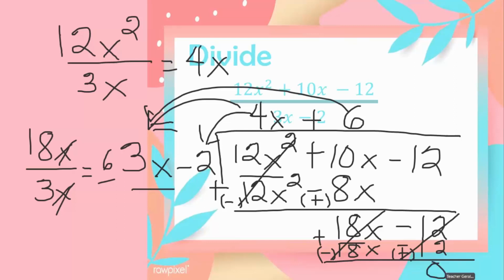So, there's no remainder. So, the answer to this equation, 12x squared plus 10x minus 12 divided by the binomial 3x minus 2 is 4x plus 6. Okay? So, yan yung quotient. Okay? Next.